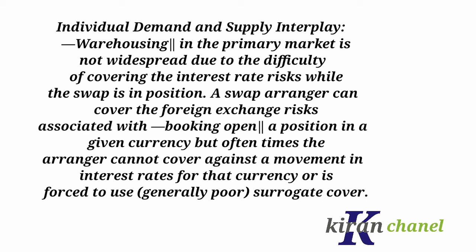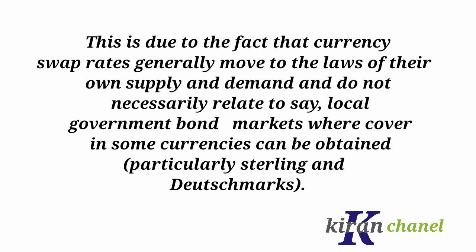Individual demand and supply interplay. Warehousing in the primary market is not widespread due to the difficulty of covering the interest rate risk while the swap is in position. A swap arranger can cover the foreign exchange risk associated with booking an open position in a given currency, but oftentimes the arranger cannot cover against any movement in interest rates for that currency, or is forced to use generally poor surrogate cover. This is due to the fact that currency swap rates generally move to the logic of their own supply and demand and do not necessarily relate to, say, local government bonds.